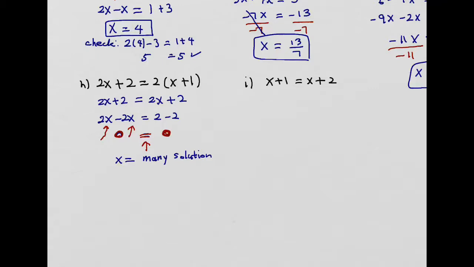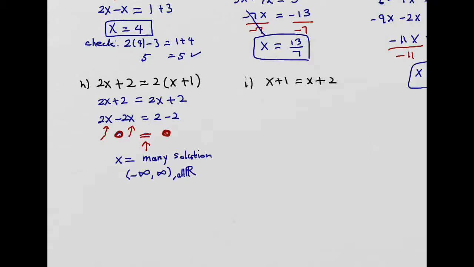Many solutions. If you want to write many solutions in interval notation, you could say negative infinity to positive infinity. So all real numbers. That's another notation, right? All real numbers. So when do we have all real numbers? When the variable disappears and your equal sign is holding a true statement.